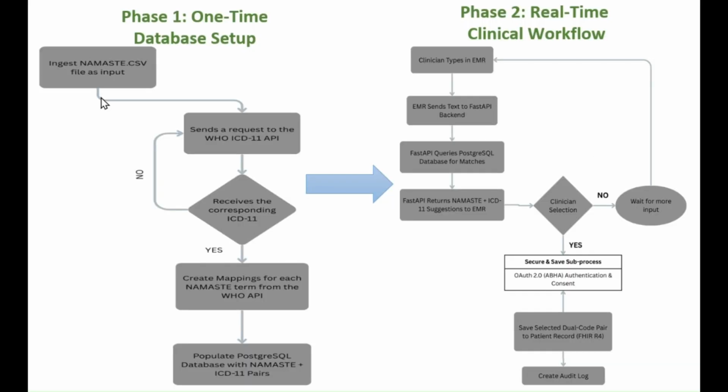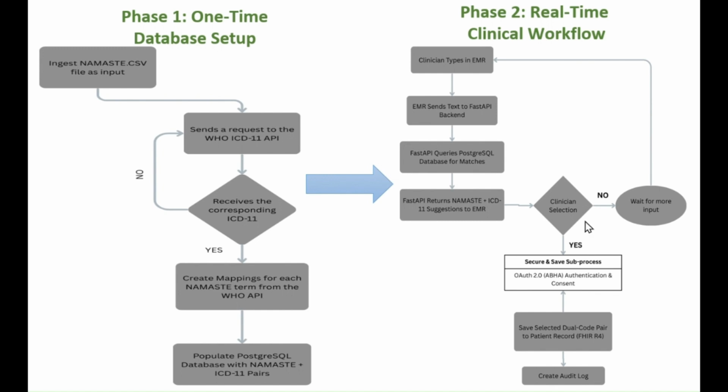It's a simple workflow for our solution. The process begins by ingesting the NAMASTE.csv file as input, which contains traditional medicine terms. Now the system sends a request to the WHO ICD11 API to find the corresponding ICD11 code for each NAMASTE term. After receiving the corresponding ICD11 code, the system then creates mappings between each NAMASTE term and its corresponding ICD11 code. And finally, these mappings are stored in PostgreSQL database.